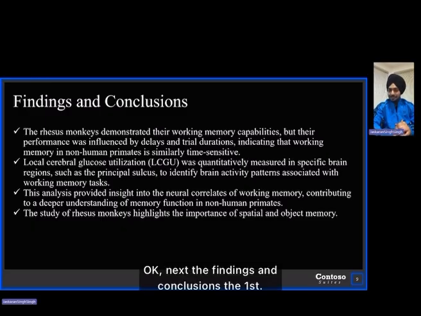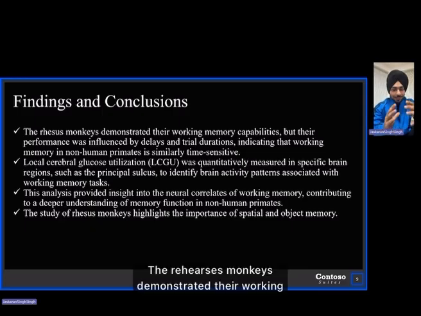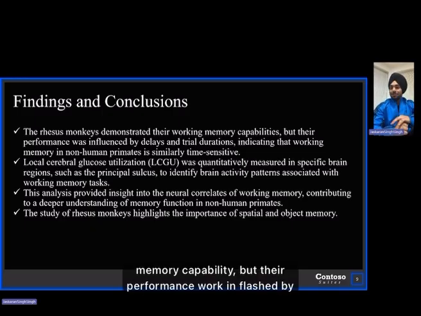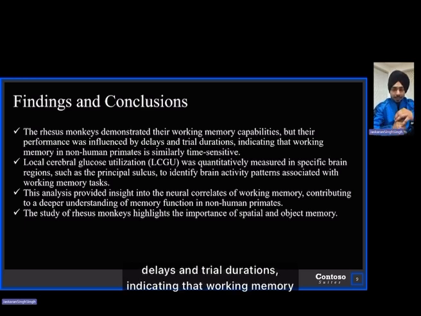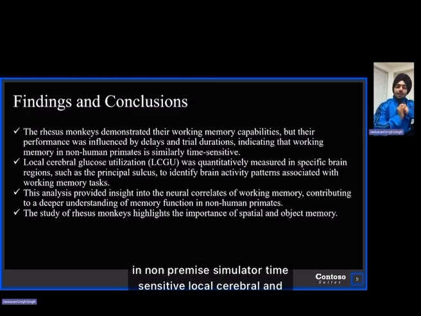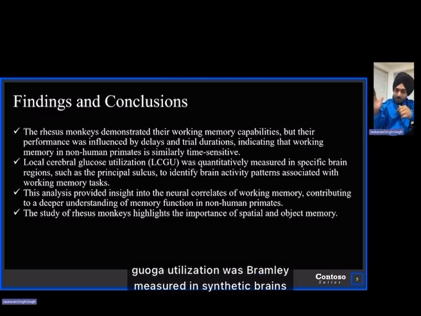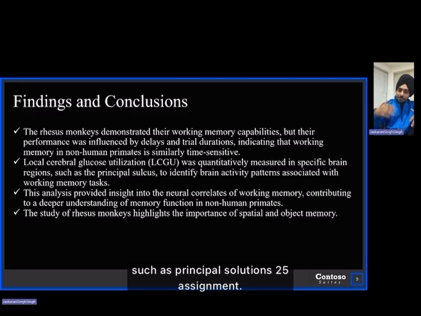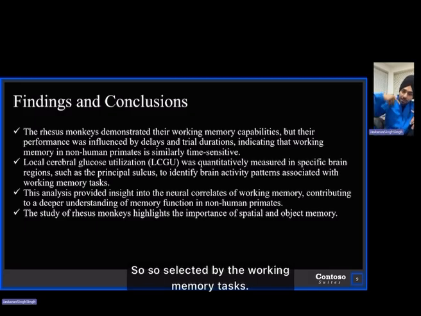Next, the findings and conclusions. First, the rhesus monkeys demonstrated working memory capability, but their performance was influenced by delays and trial durations, indicating that working memory in nonhuman primates is similarly time sensitive. Local cerebral glucose utilization was measured in specific brain regions, such as the principal sulcus, to identify areas associated with the working memory tasks.